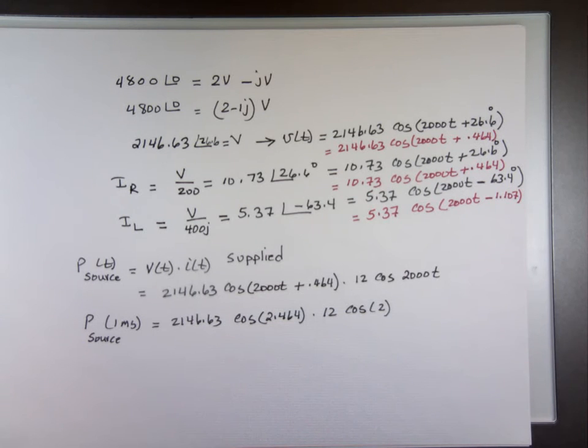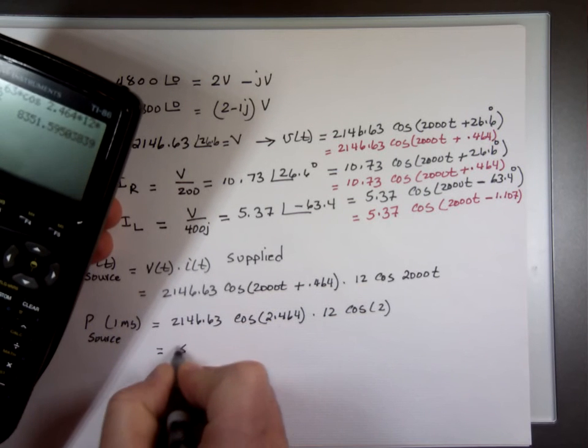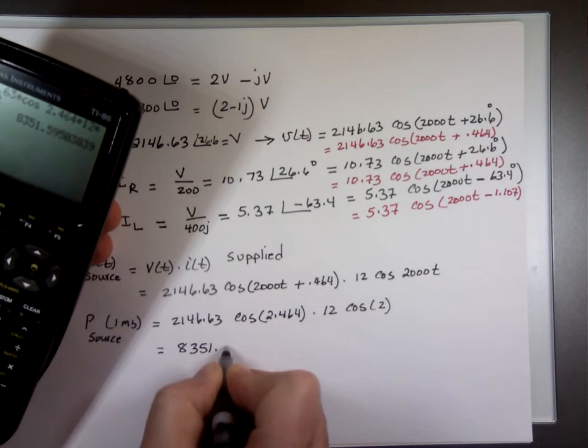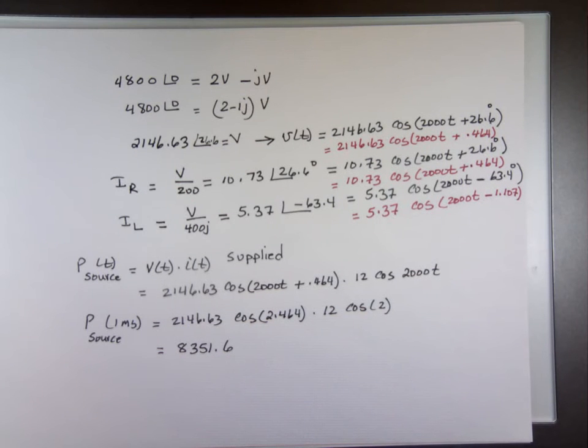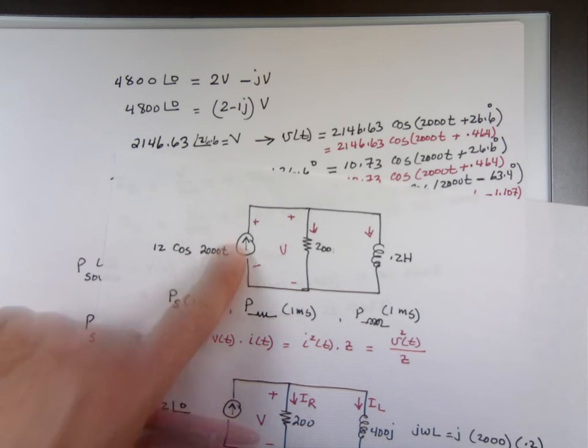2146.63 times the cosine of 2.464 times 12 times cosine 2 equals 8351.6. Where'd you get the 12 cosine 2000t from? That was your current source, Kyle. Oh. That was given to us.